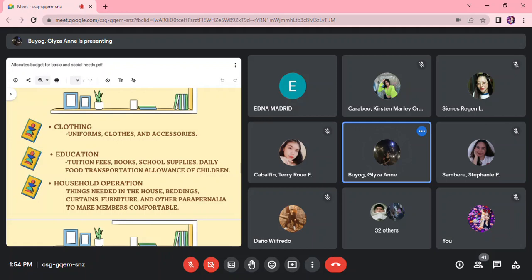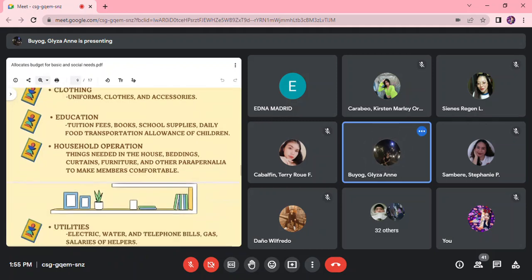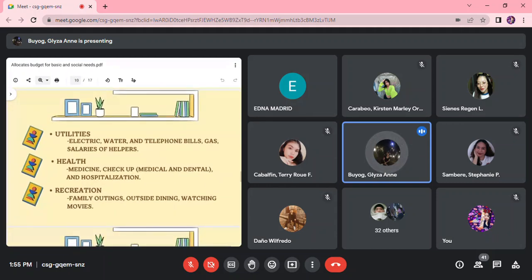Next one is education. This includes tuition fees, books, school supplies, and daily food and transportation allowance of children. Next is household operation. Things needed in the house: beddings, curtains, furniture, and other paraphernalia to make members comfortable. Next is utilities. It includes electric, water, and telephone bills, gas, and salaries of helpers, and Wi-Fi.